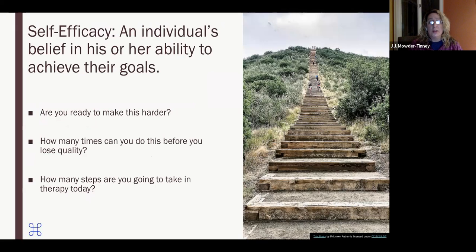The other thing the research talks a lot about is self-efficacy, an individual's belief in his or her ability to achieve their goals. There are different ways to incorporate your patient to help with this. Again, this is from some of Wolf and Lethwaite's research, but just including them in all the decisions.